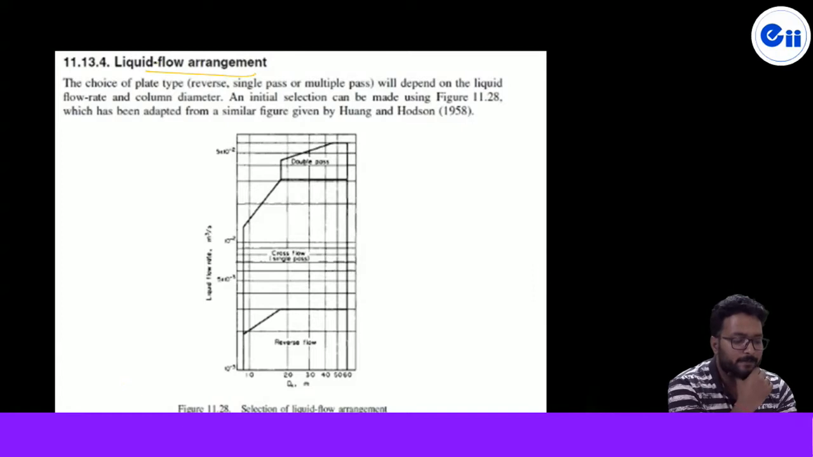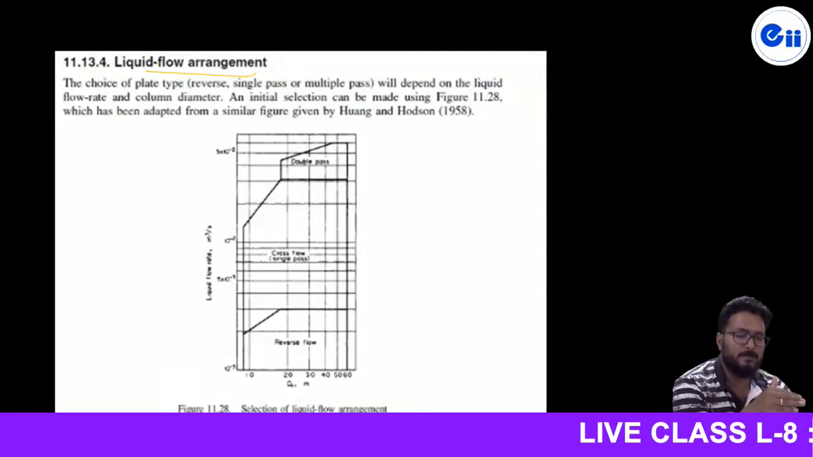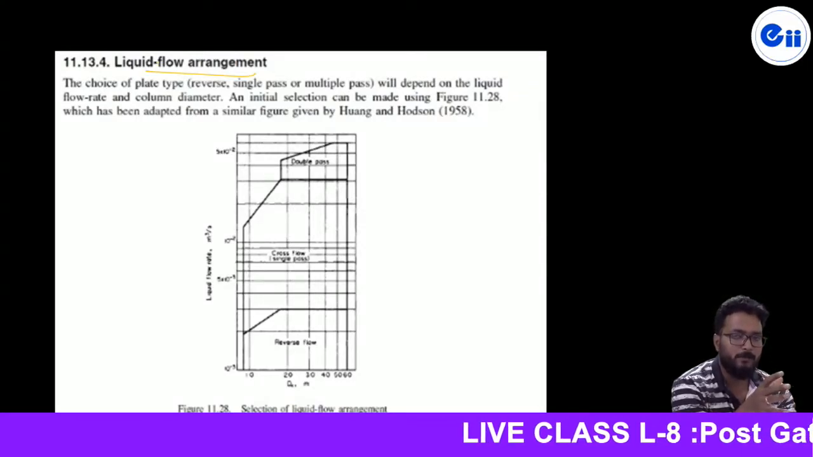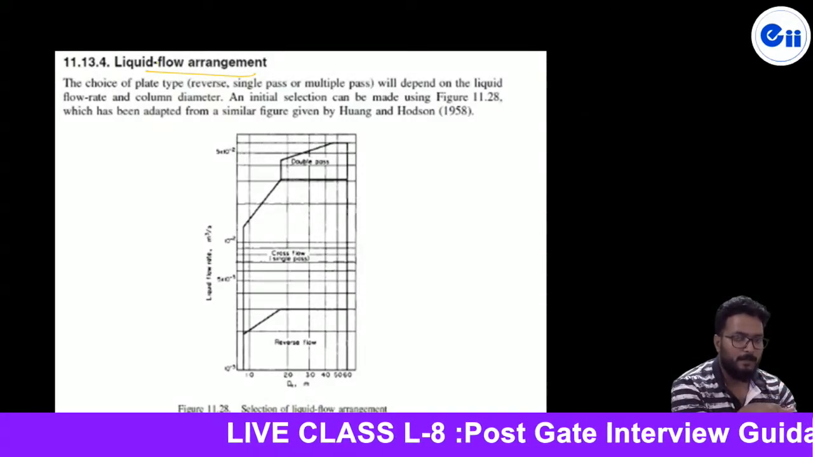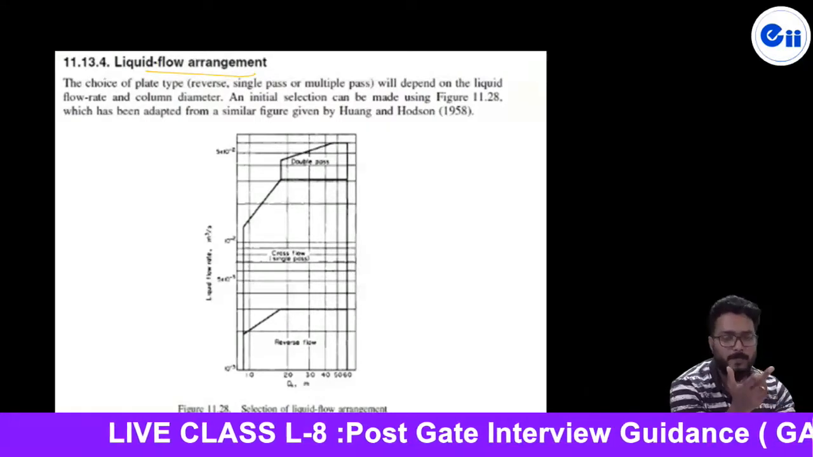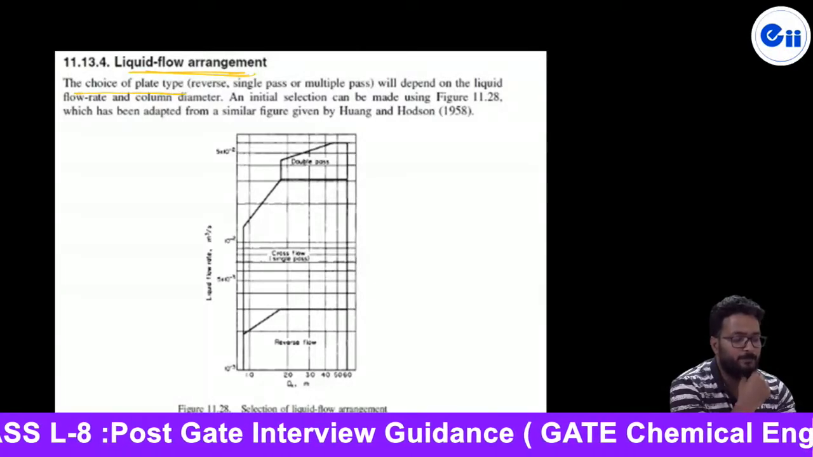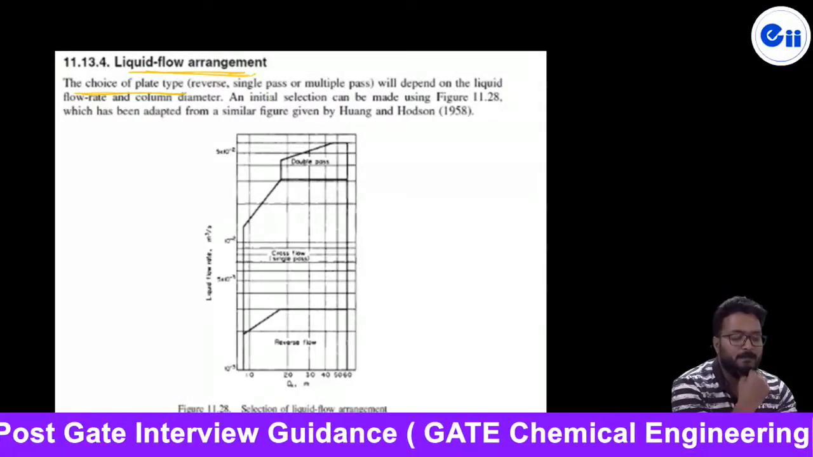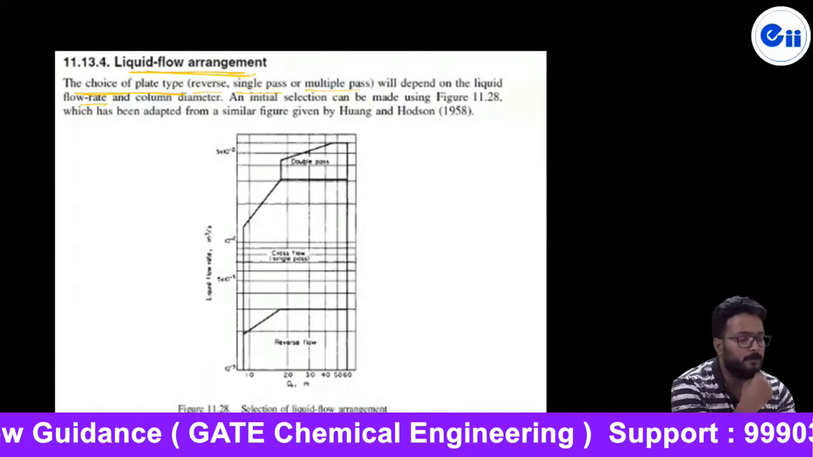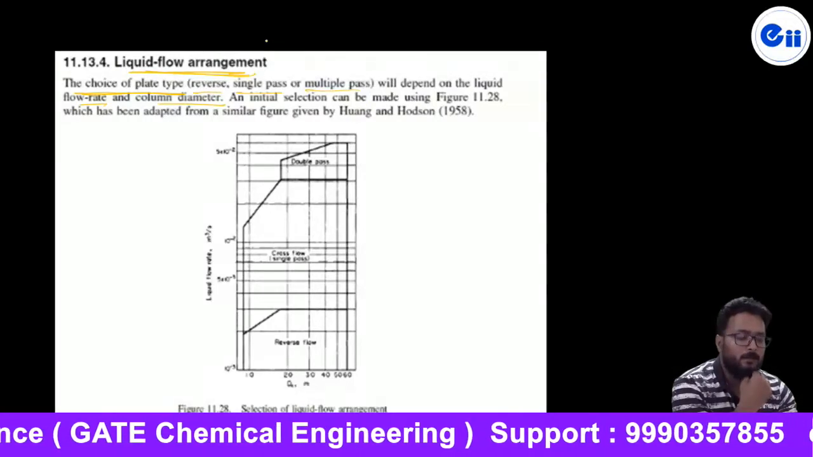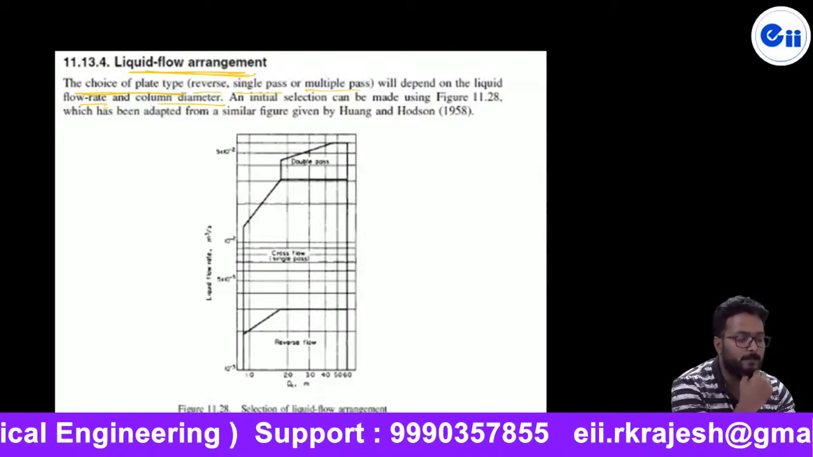Now as I told you already, we have discussed the flooding consideration in the last lecture, and how we are able to find the value of kV on the basis of kV and plate spacing, and L upon V, and we will be able to calculate the value of flooding velocity. And the next is called liquid flow arrangement, the choice of the plate type. Plate can be of different types: reverse, single pass, multiple pass. Which type of plate we should choose will depend upon the liquid flow rate and column diameter.